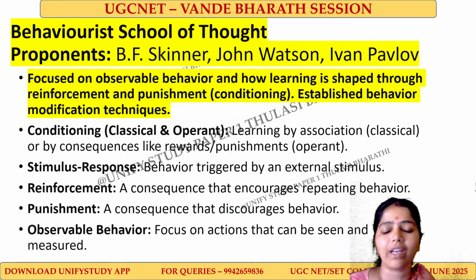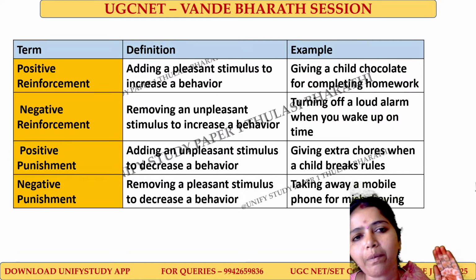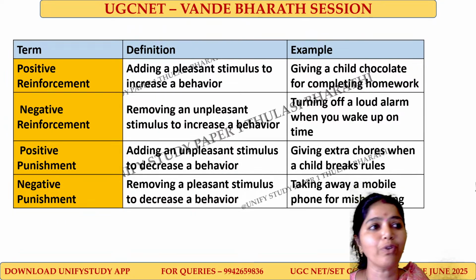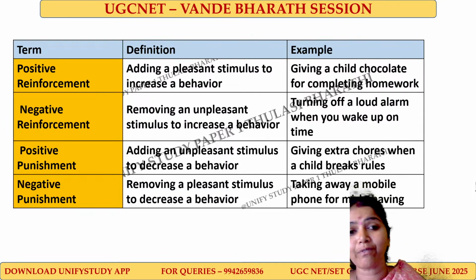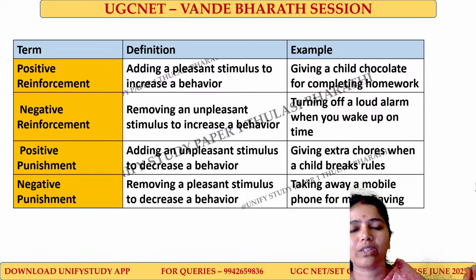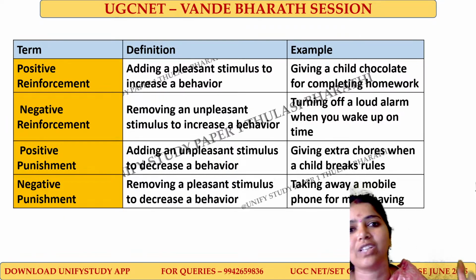And reinforcement, where we have these types: positive reinforcement, negative reinforcement, positive punishment, negative punishment. So what do you mean by positive reinforcement? If you want a student to complete some task, if you give her a chocolate or some reward, he or she will be happy, and the next time that child will want to get the chocolate, he or she will complete the job. So I am adding a pleasant stimulus here, that is giving a chocolate to that student, so that he or she can increase the behavior of completing a task. That is called positive reinforcement, which comes under operant conditioning.